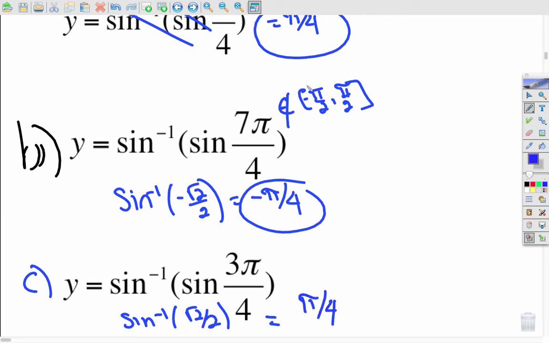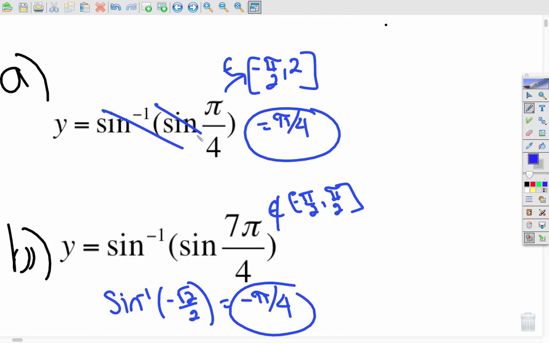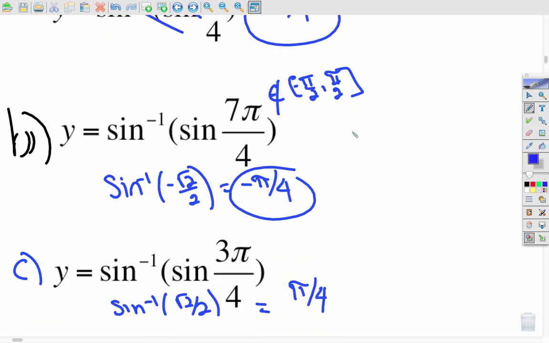So we only evaluate when the initial angle is not in between negative pi over 2 to pi over 2. If it is, then we can just cancel that. But if it isn't, then we must evaluate.